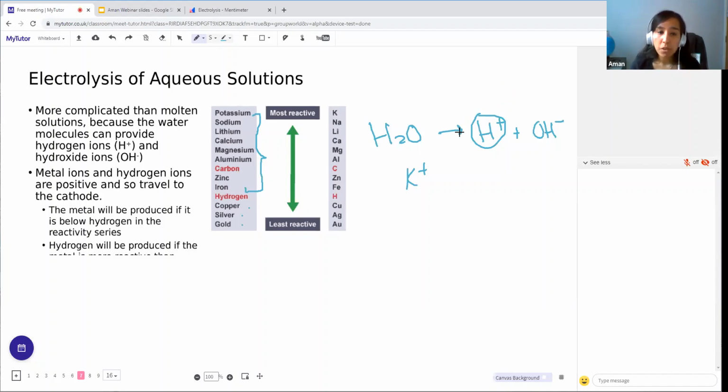Now, does anyone know why? Why does it matter about the reactivity? Why is it that hydrogen will be produced if the metal is more reactive? It's not a displacement, because remember, actually, potassium would displace hydrogen because potassium is more reactive.